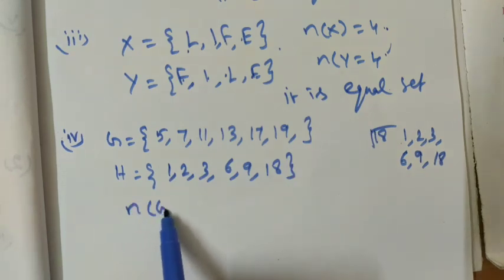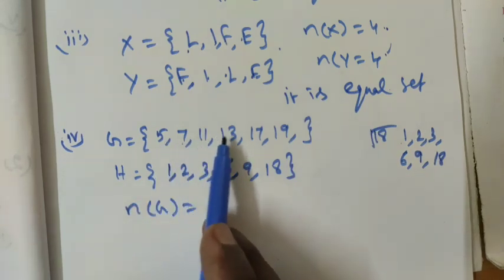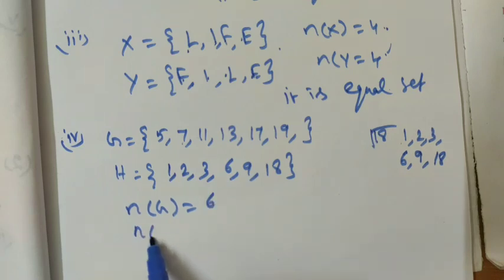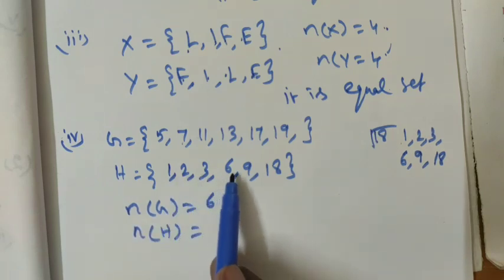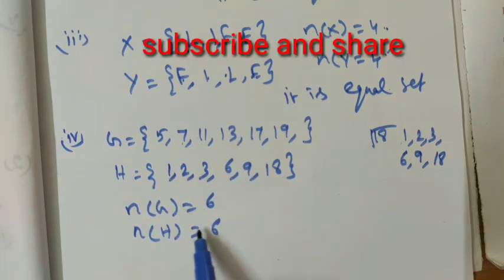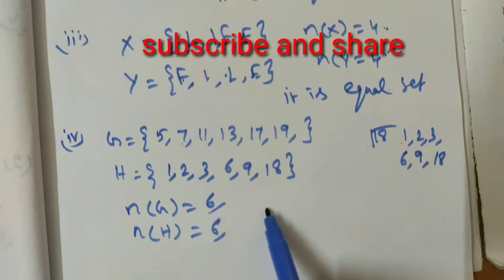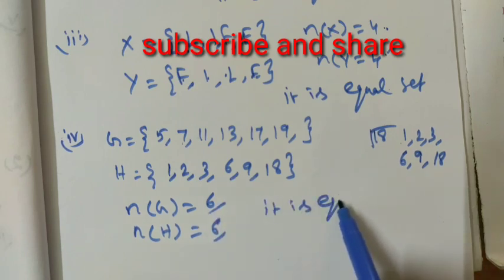Now n(G) is equal to 1, 2, 3, 4, 5, 6. n(H) is equal to 1, 2, 3, 4, 5, 6. So the number of elements in the two sets is equal. It is an equivalent set, right?